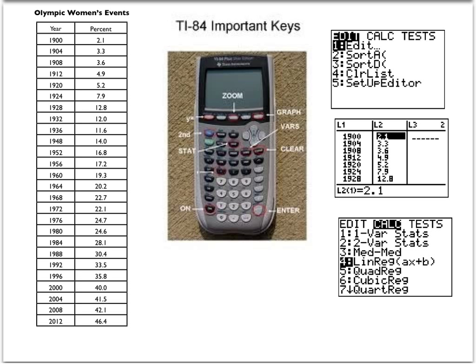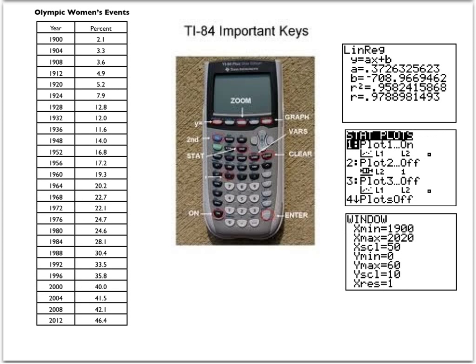So anyway, you have to go back to the Stat key, the same one you had before, but this time make sure to have the Calc menu highlighted. Scroll down to number 4, LinReg, that stands for linear regression. Now once you select that, you'll get something like this. It'll spew out an A, a B, an R squared, and an R. It's possible you might not get this R squared and R. I'll show you in class how to get that.